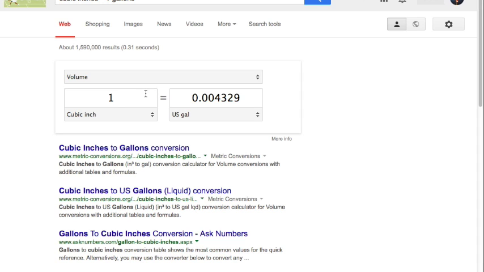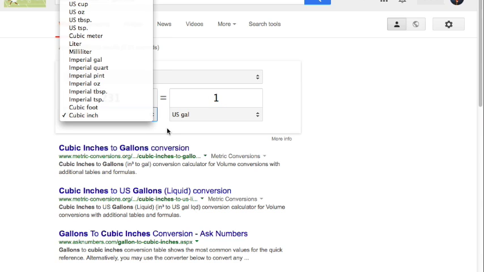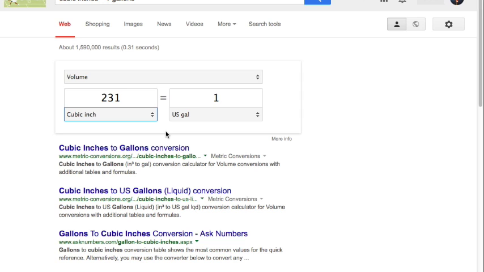So this is the number of cubic inches per US gallon. There's 1 cubic inch in 0.004329. I personally don't like working with very, very small decimal values like this. So what I'm going to do is change it. Make this one 1. And then that changes the other side to 231 cubic inches. So 1 US gallon is equal to 231 cubic inches.